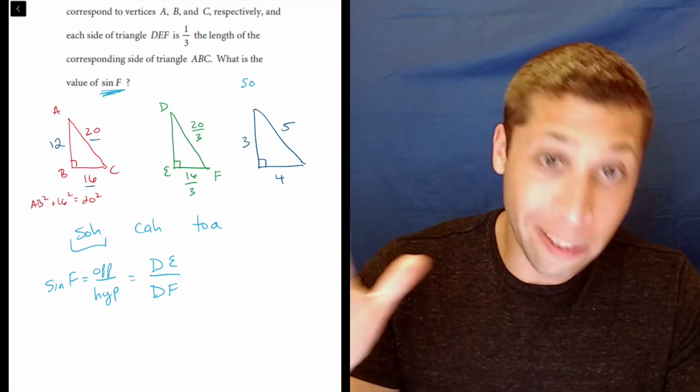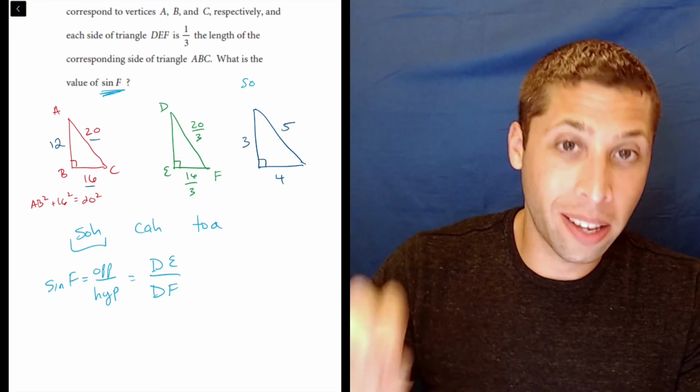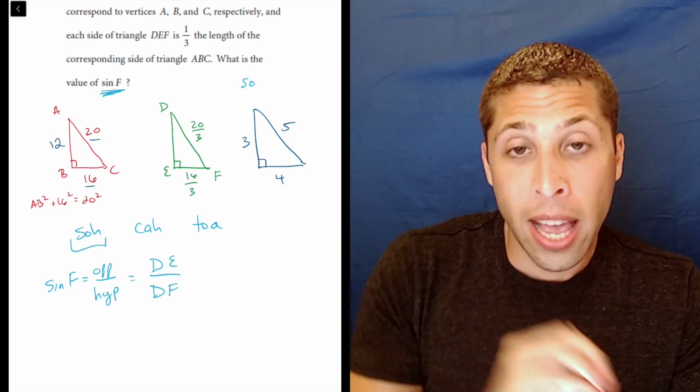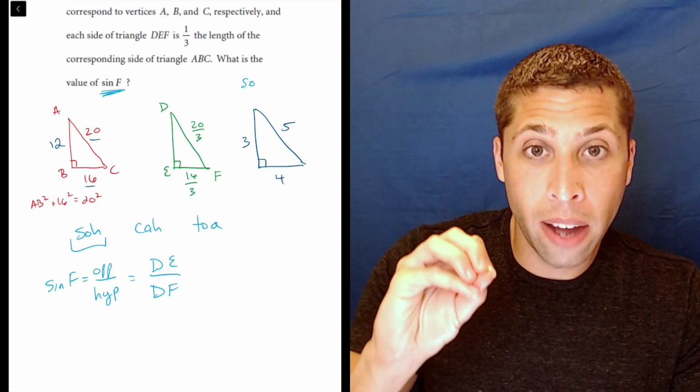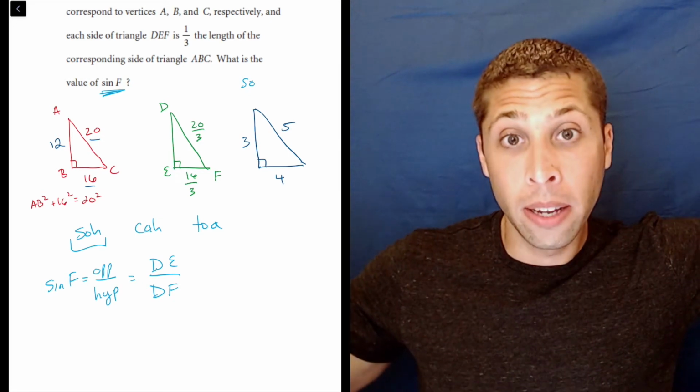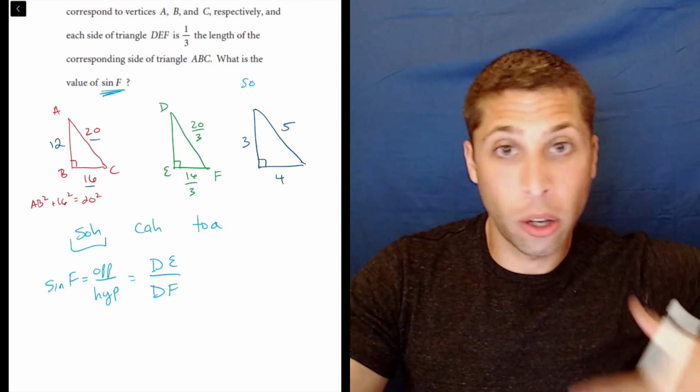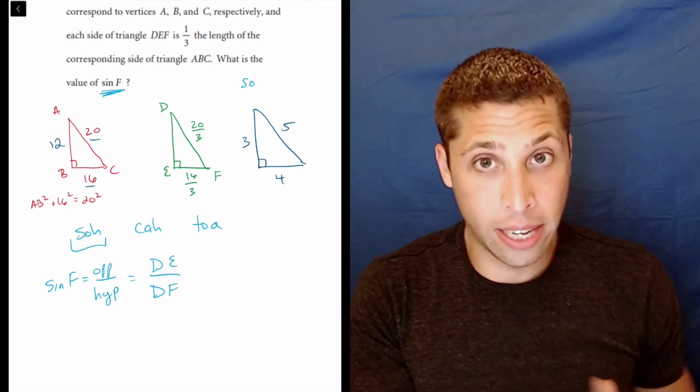But I don't have to do that because I'm always on the lookout for 3, 4, 5 triangles. And that means that if a triangle gets bigger, but it's in this proportion, the same relationships are going to hold between sine, cosine, and tangent. So let me show you.